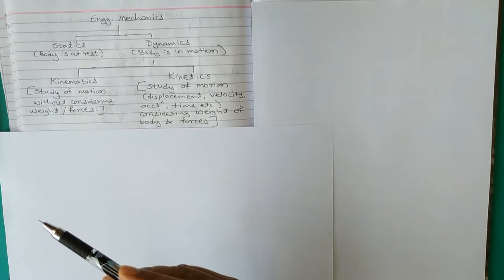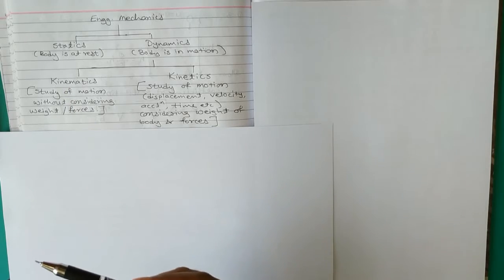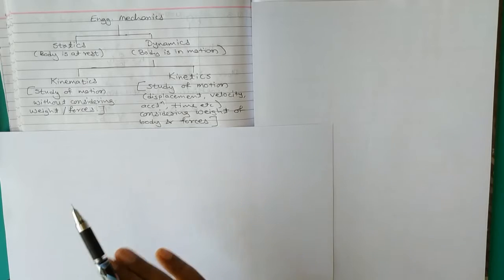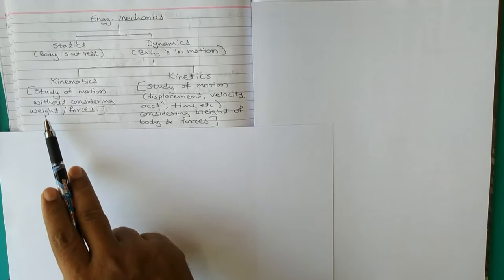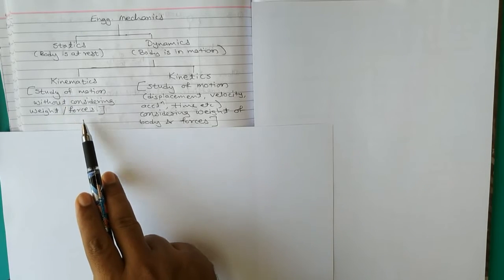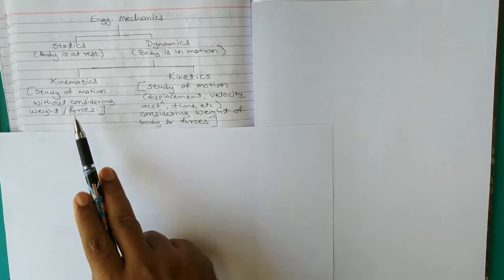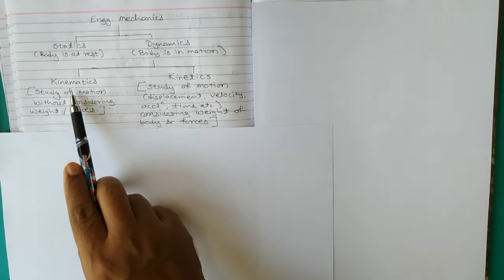That means we are going to study parameters of motion like displacement, velocity, acceleration, time of travel. Only such parameters of motion are going to be considered. We are never going to study how much was the weight or mass of the body and forces applied or generated during the motion of the object. So that branch is called kinematics.